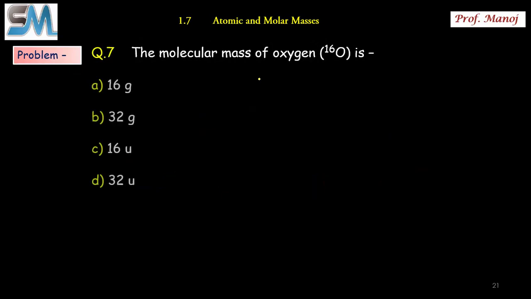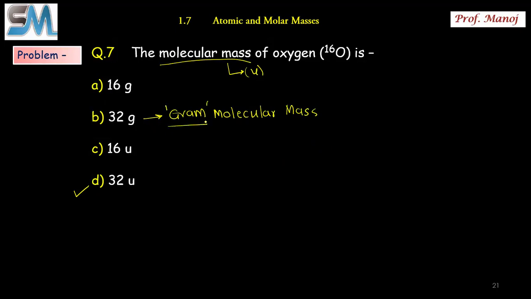Molecular mass of oxygen will be how much? Again, revising the concept. They are asking molecular mass, so the unit has to be U. And that's why you can see the answer will be 32. Those who are thinking this is the answer, this is actually gram molecular mass and not molecular mass. Understand the difference again and again.